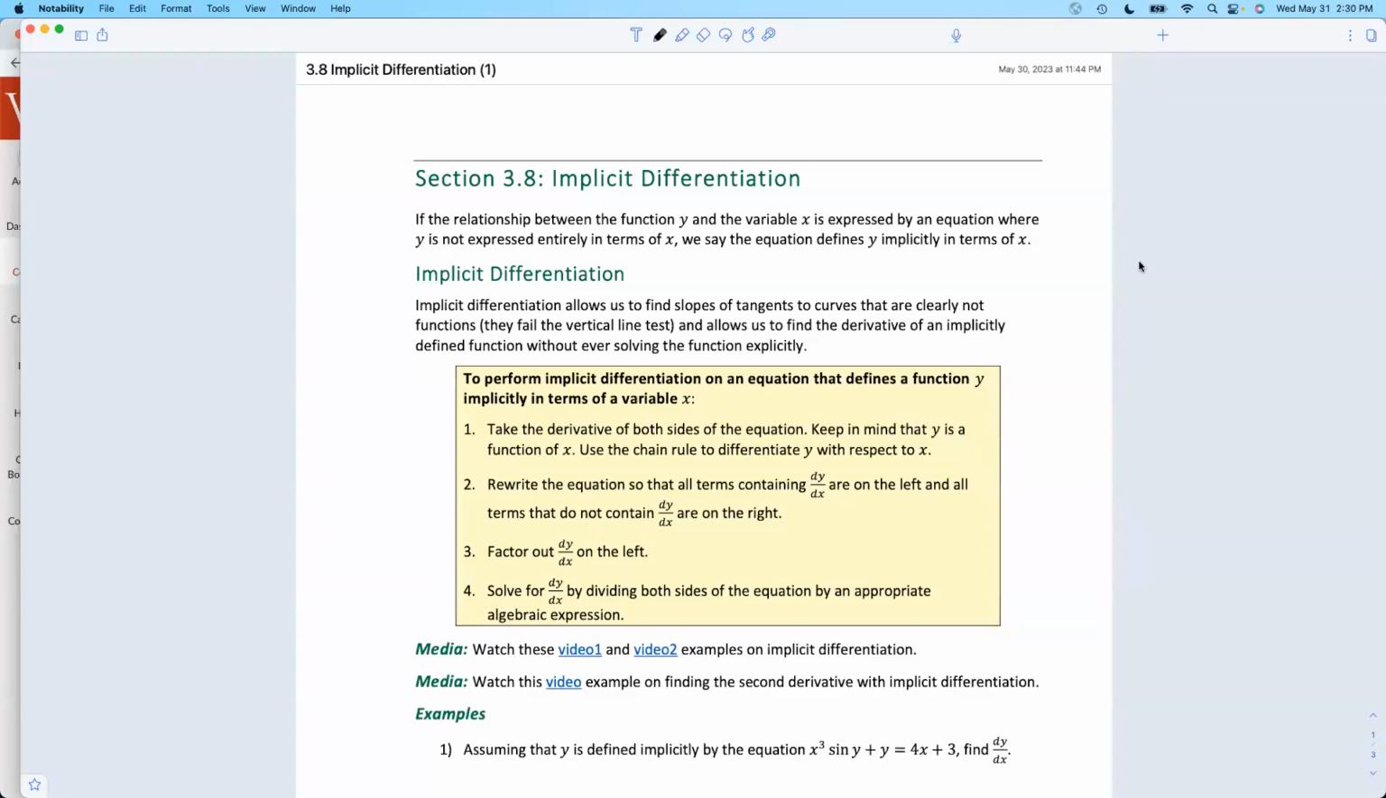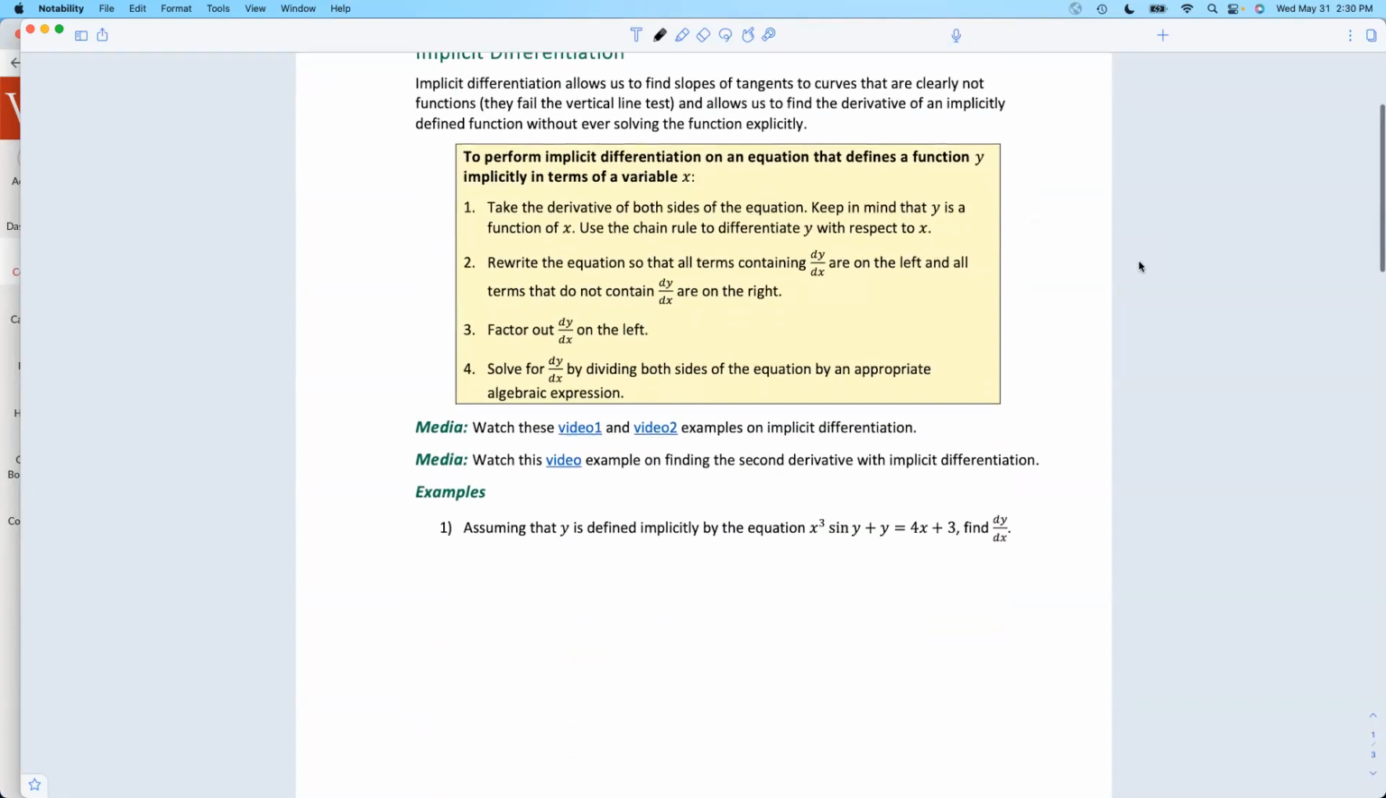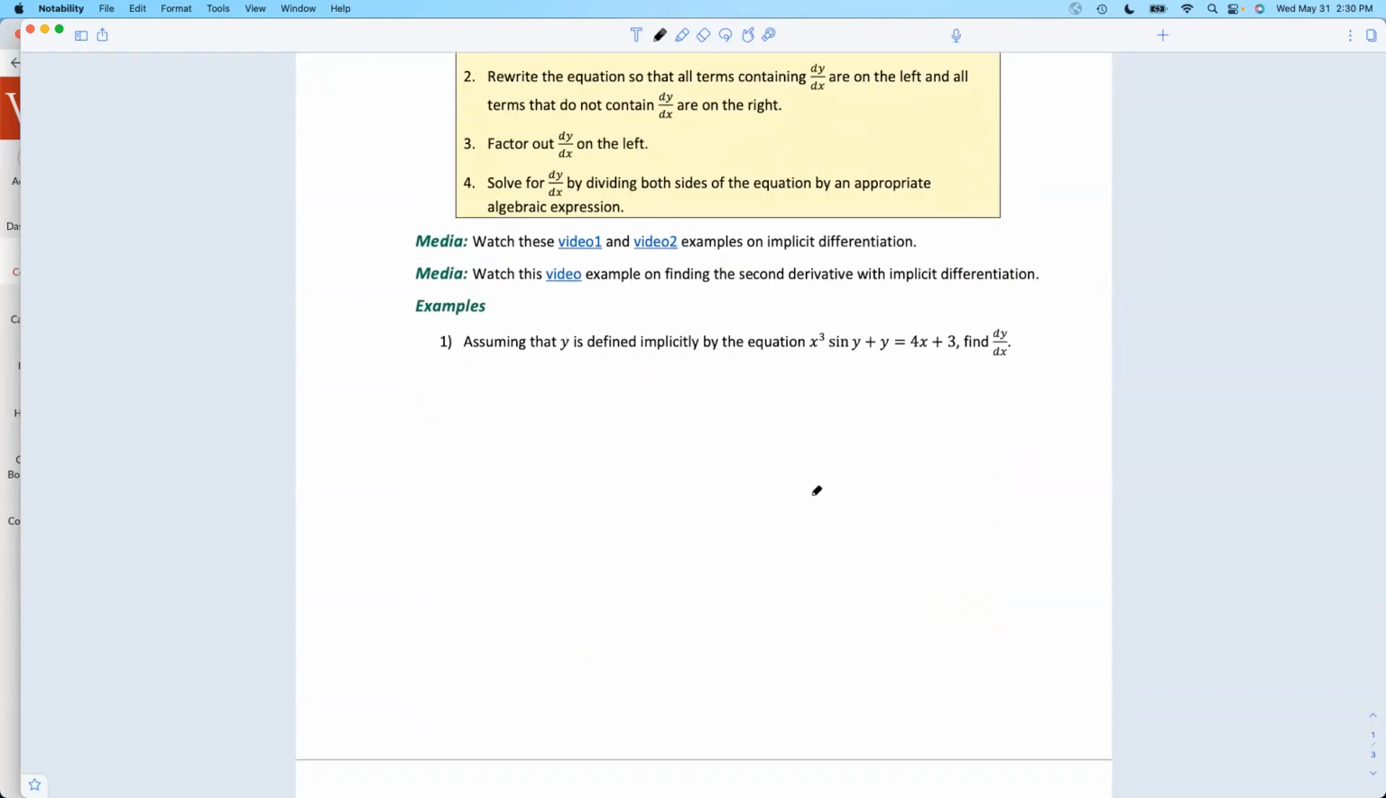Okay, let's talk about implicit differentiation. When we say implicit, what that means is we're not able to explicitly solve for y. So an explicit function, let's just talk a minute. We'll look at that later.